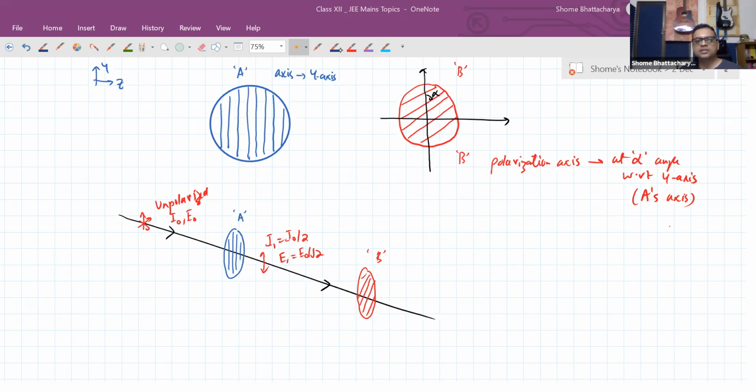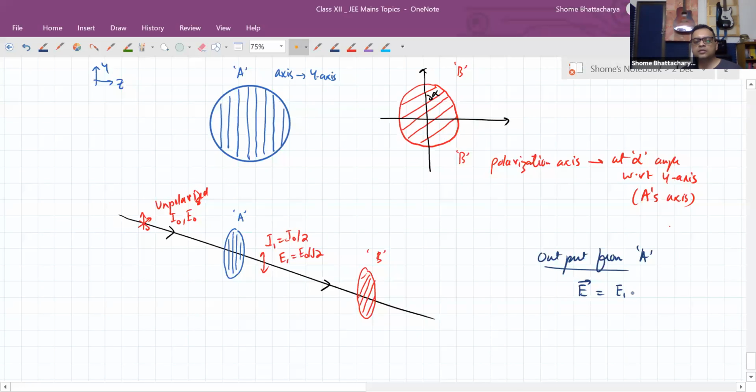See what is happening is that the output from A has an electric field like this, E1 j cap into sine omega t minus kx. Let me see your answers. Yes, very good. So in the electric field, there's a cos alpha factor, and in intensity, there is a cos square alpha factor. So this becomes the input for B.